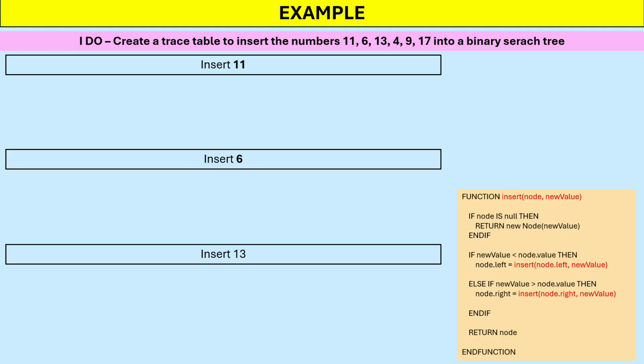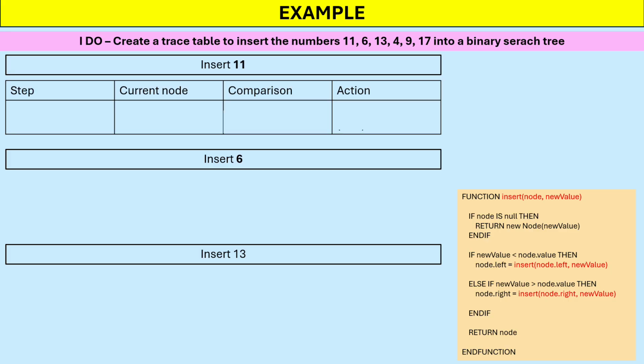So we're going to try to insert the number 11, 6, 13, 4, 9, and 17. So if I want to insert 11, remember 11, step 1, there is no node in my tree. So there is nothing there. Because there's nothing there, there is no comparison. And in this case, the base case has been reached, which means we will create a node 11. This would be the root. This is very important. So that would be the root of our tree.